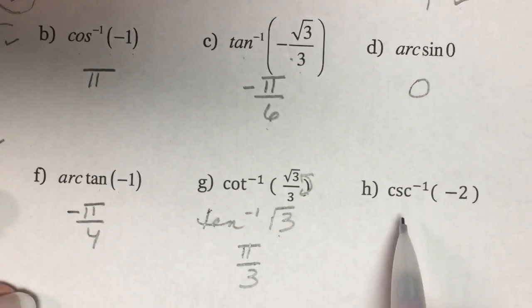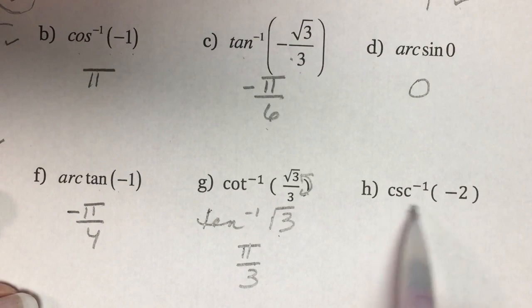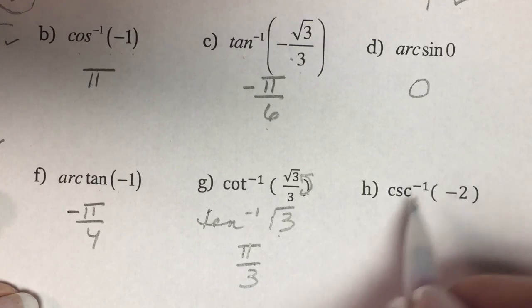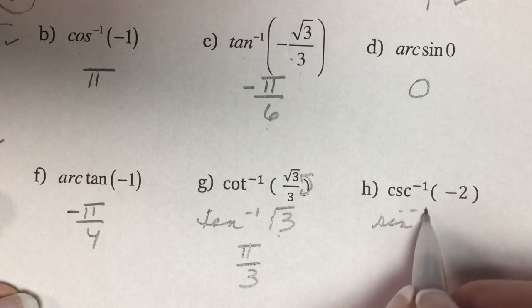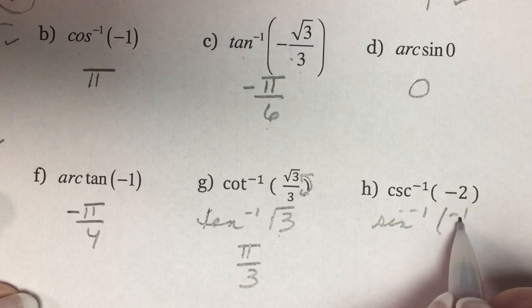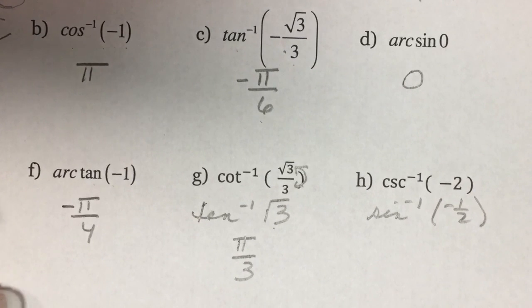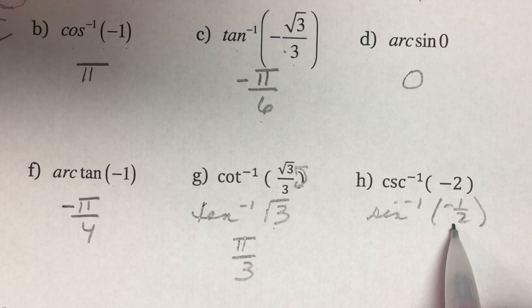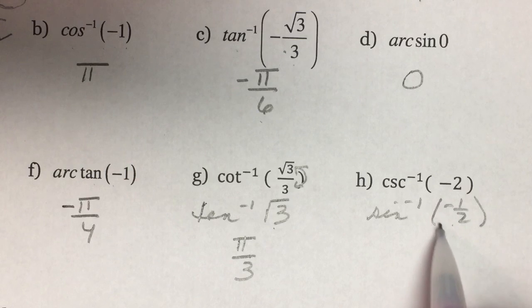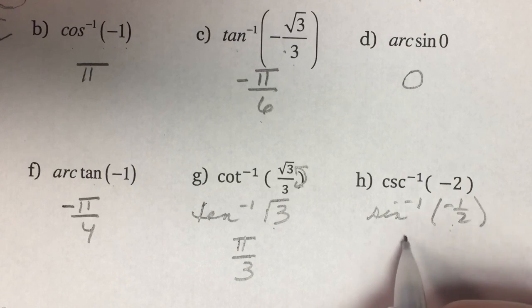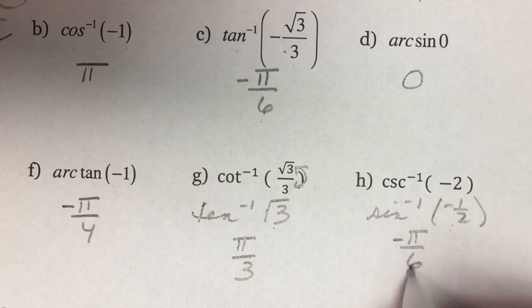We could do the same thing here. If you are bad with your reciprocal functions, you could say this is really arc sine of -1/2. So what angle has a sine of -1/2? It's got to be in the fourth quadrant because it either has to be first or fourth, but since this is negative, it's got to be fourth, and it is negative pi 6.